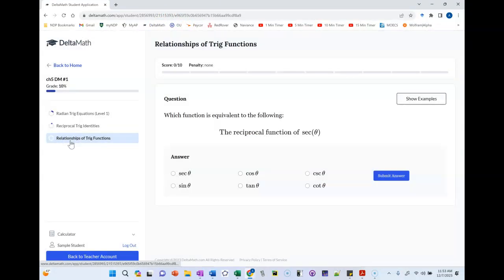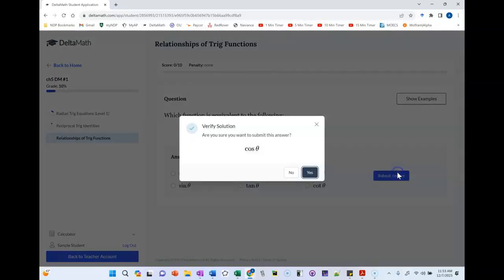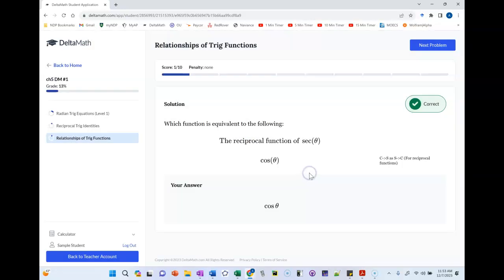And then here's just some multiple choice questions. It says the reciprocal function of secant is cosine. Those ones should be easy, right? They're just asking about reciprocals and stuff. What do you guys think? Can we do this Delta Math?